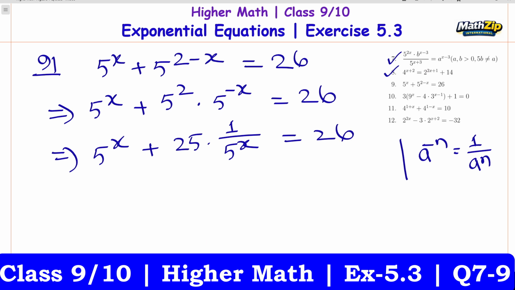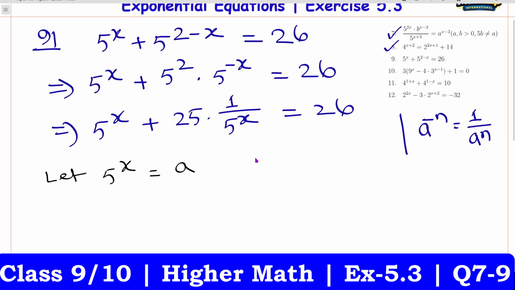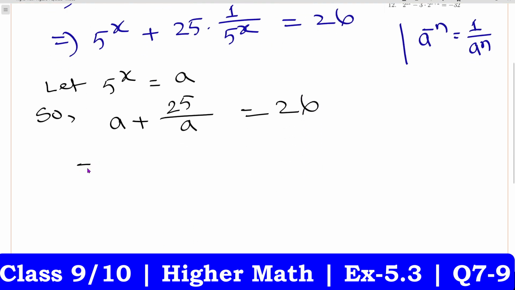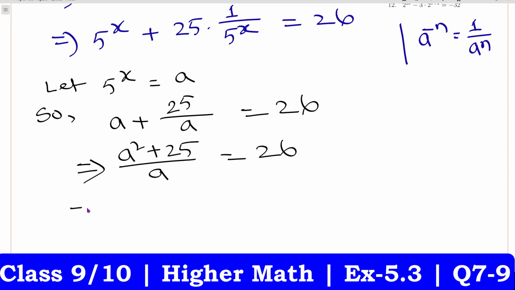Now we need to do something like, we can write 5 to the power x equals a. So what will happen? In place of 5 to the power x we can write a, plus 25 divided by 5 to the power x, which is a, equals 26. Now we can take the LCM, a. So a squared plus 25 equals 26. Now we can cross multiply. So a squared plus 25 equals 26a.